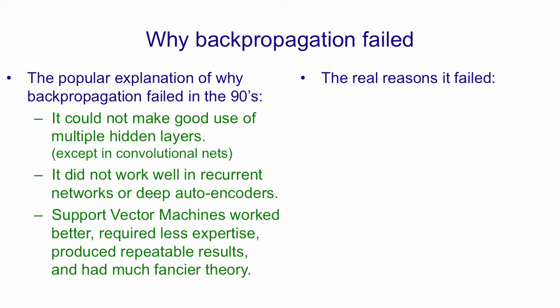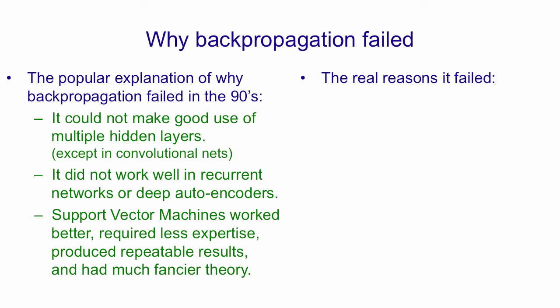Support vector machines, by contrast, worked well. They didn't require as much expertise to make them work. They produced repeatable results, and they had a much fancier theory. So that was the popular explanation of what went wrong with backpropagation.